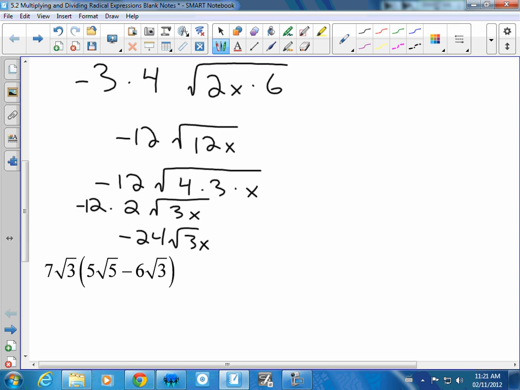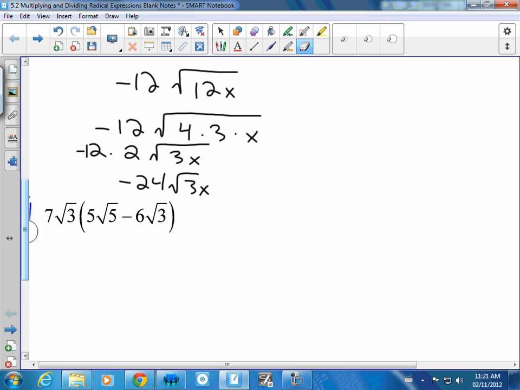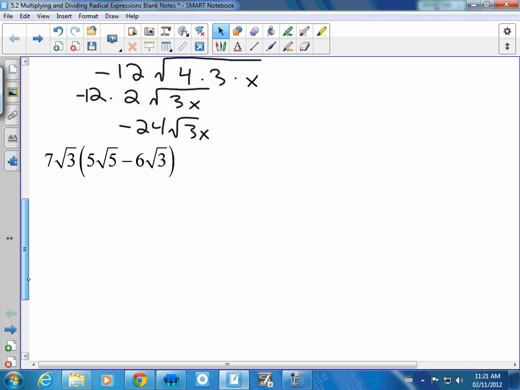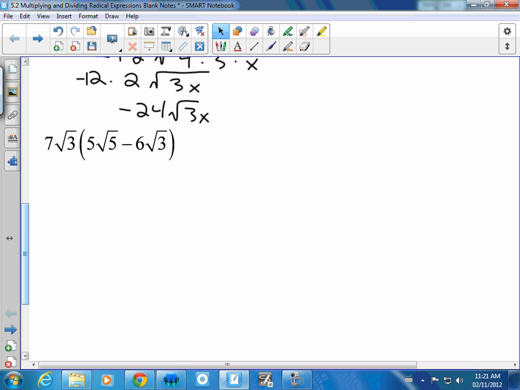Okay. Now, this one here is slightly different. Instead of a radical and a radical, we have a radical, but we have two radicals within the bracket separated by a subtract sign. What's that property called? Distributive property. Guys, you treat it like you would remember binomials and stuff. You're distributing that 7 root of 3 to both those pieces in there. Okay?